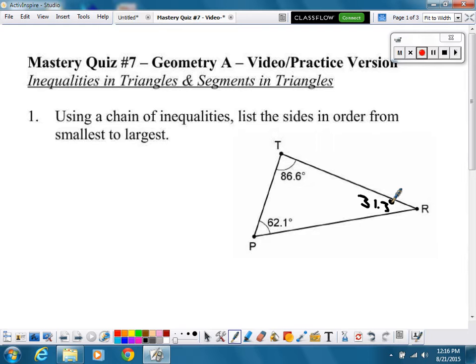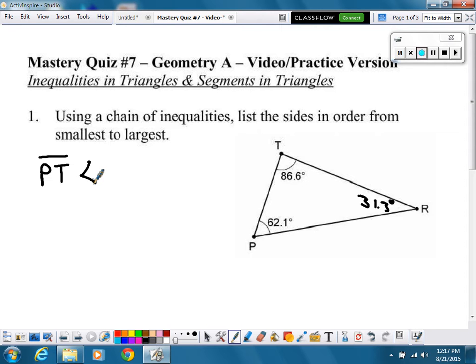So we know that angle R is the smallest angle, and angle T is the largest angle. So when I start to identify my sides, I'll begin with the smallest. Angle R is the smallest angle, making side PT the smallest. Making sure I use my inequality symbols.